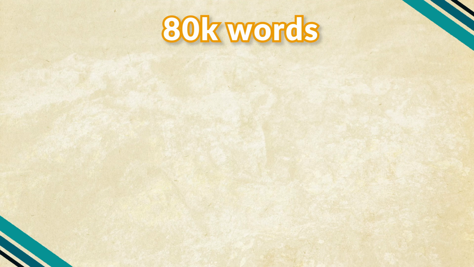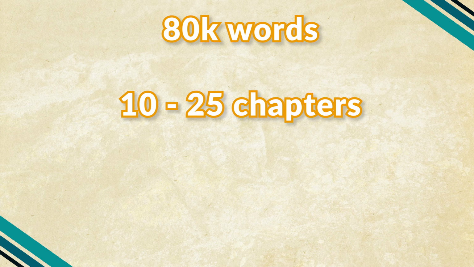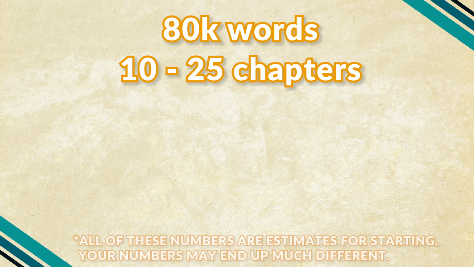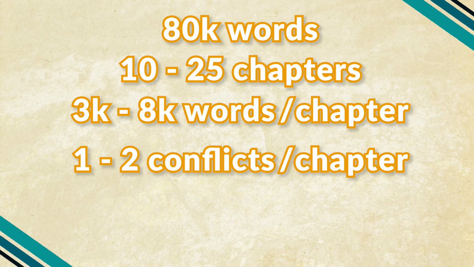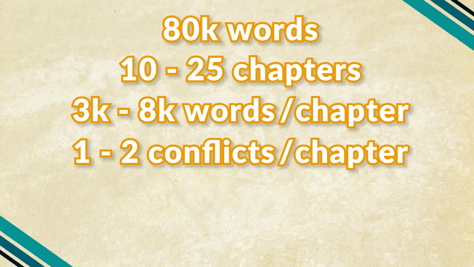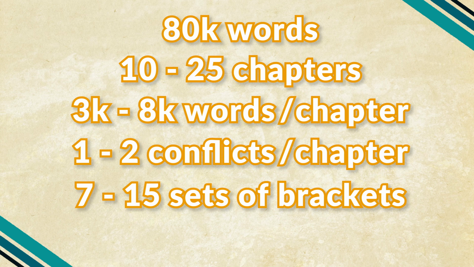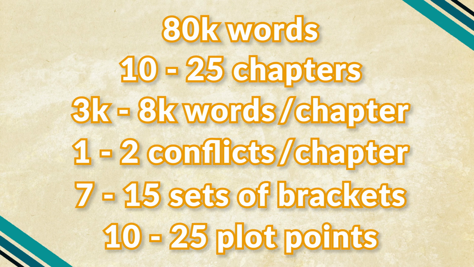of your book. But if you're a newer writer, you might not know how long the plot you're planning will end up being. But you can use some stand-in numbers to help out. If you're writing an 80,000 word novel, that means you need about 10 to 25 chapters, with word counts varying from 3,000 to 8,000 words. Each chapter should only incite or conclude one or two conflicts, and some chapters will only make progress on existing conflicts. We'll say that puts you at between 7 to 15-ish sets of brackets, which means around 10 to 25 planned plot points, since some of those brackets will overlap.